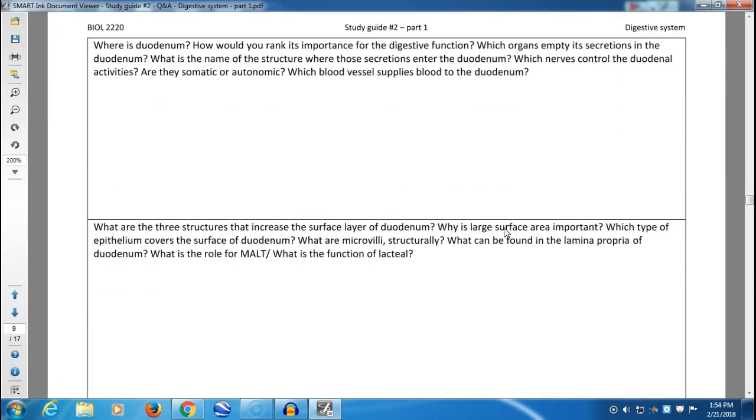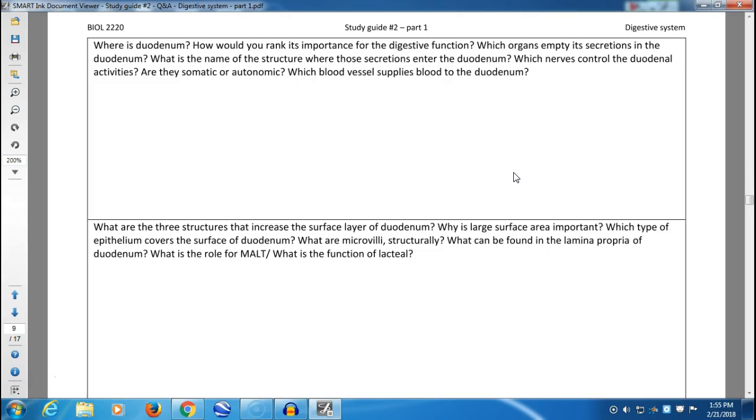Okay, that's easy. Duodenum. Most important digestive organ. What empties in the duodenum? Liver? Pancreas? Oh, stomach. Yeah, you're good. Stomach empties in the duodenum. What else? Gallbladder, liver, and pancreas. Okay? Just imagine the anatomy.